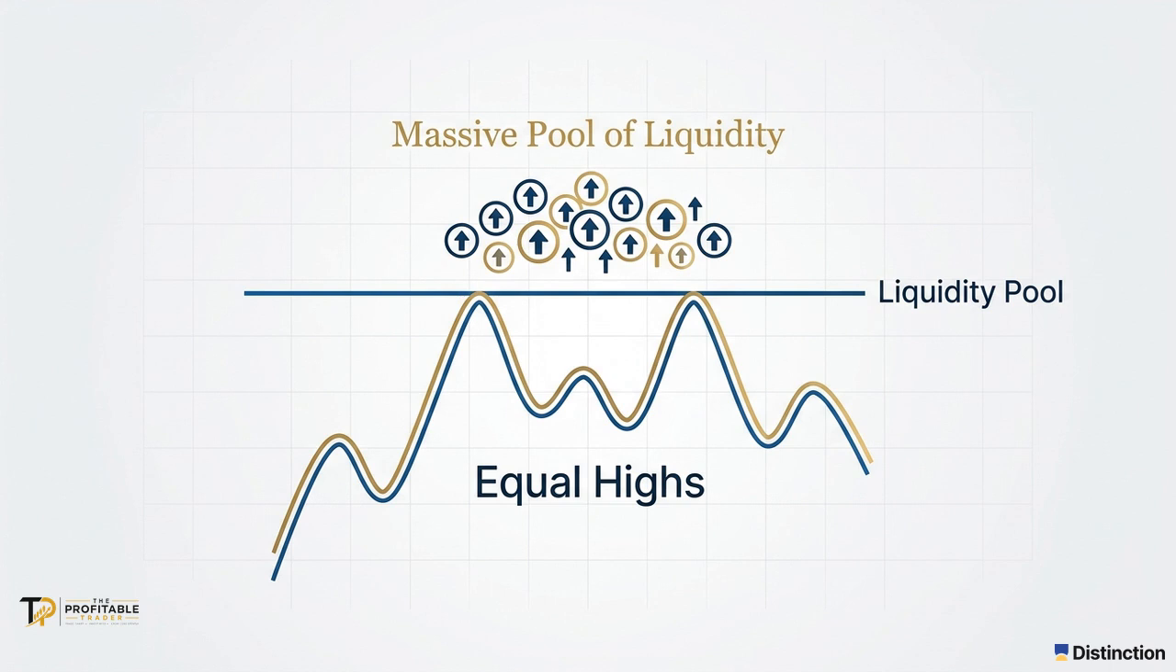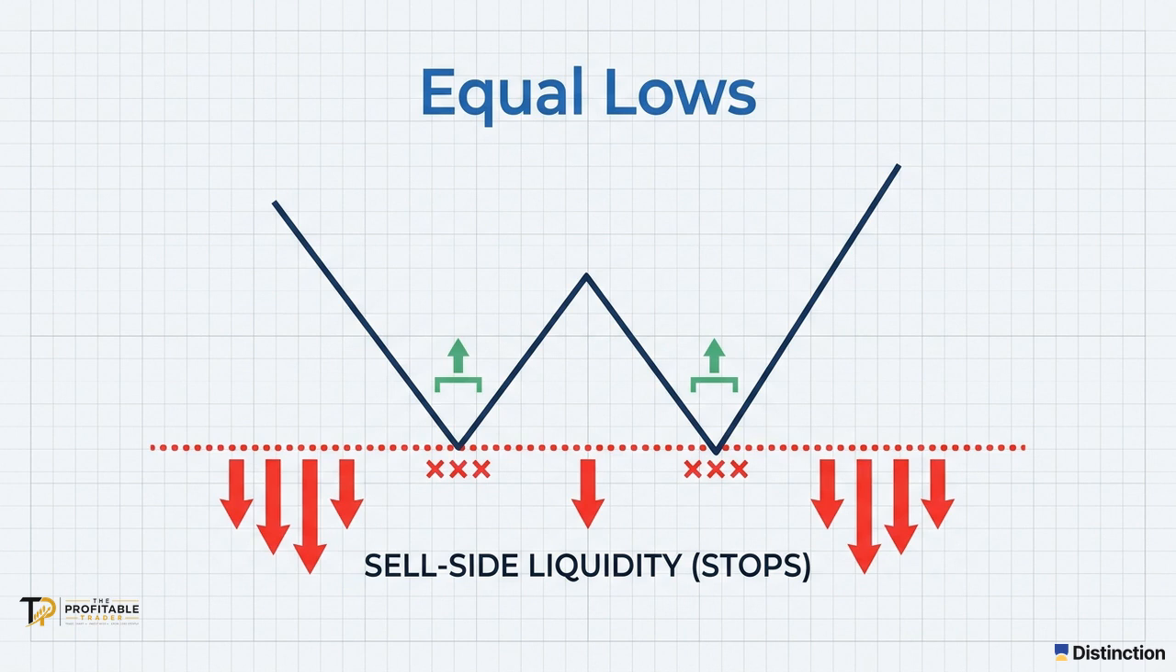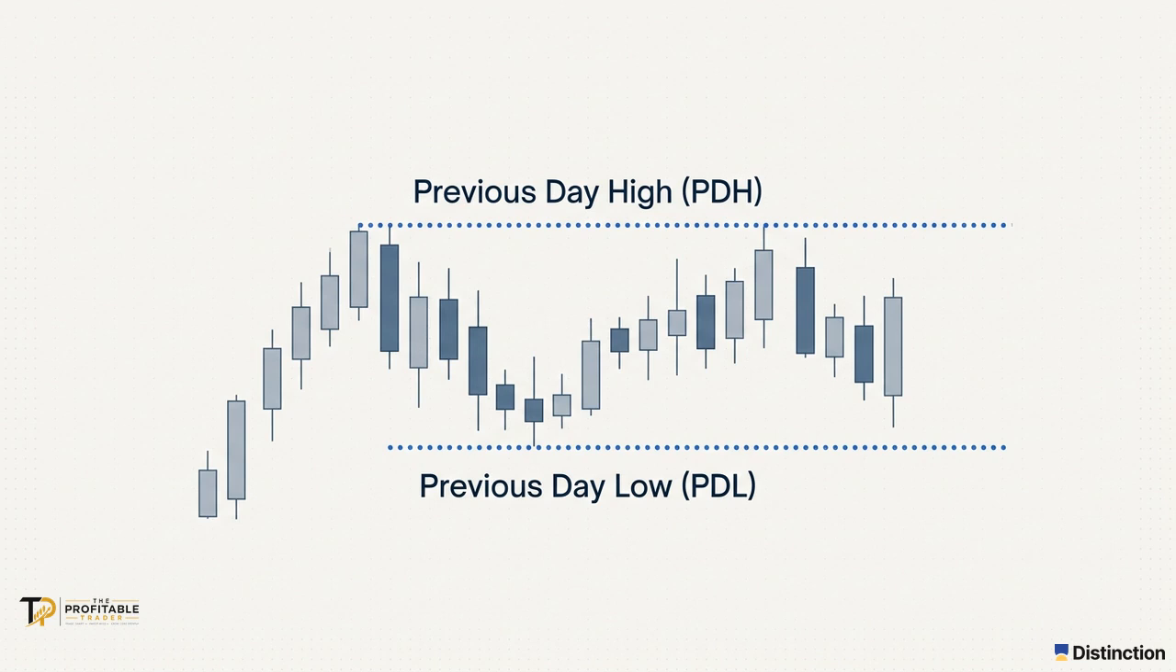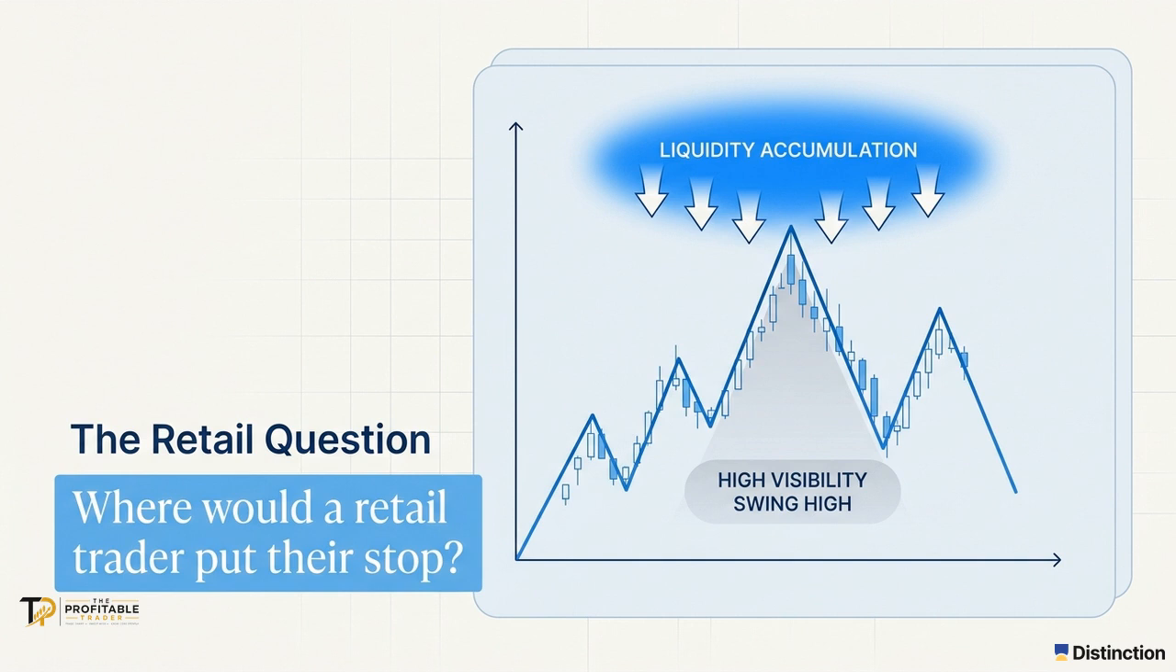How do we identify it? Look for equal highs. When two or more highs form at the same level, it creates a massive pool of liquidity. Similarly, equal lows act as a magnet for price. Traders buy from these lows and place stops just underneath. The market also frequently targets the previous day high and low, as well as weekly or monthly extremes. The more obvious a swing point is, the more liquidity accumulates there. Always ask, where would a retail trader put their stop?